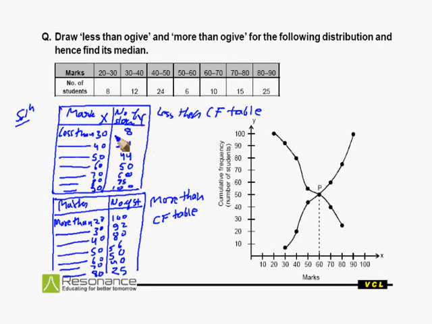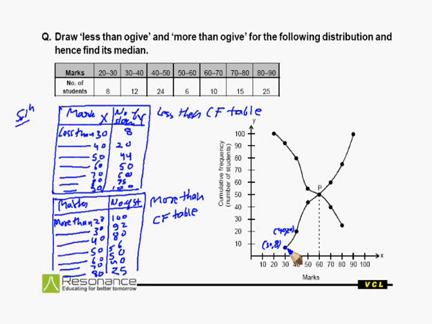Now the first point is, let's say 30, we have to plot 30, 8. So this point is representing 30, 8. Now the next point is 40, 20. So this is 40 and this is 20. So this point is representing 40, 20.